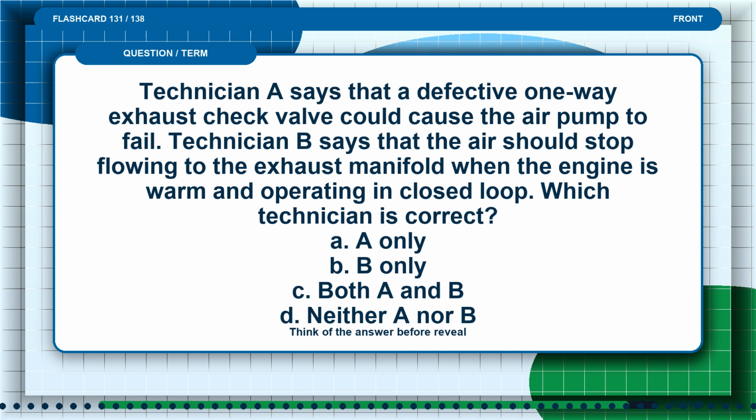Flashcard 131. Technician A says that a defective one-way exhaust check valve could cause the air pump to fail. Technician B says that the air should stop flowing to the exhaust manifold when the engine is warm and operating in closed loop. Which technician is correct? A. Only A. B. B only. C. Both A and B. D. Neither A nor B. Pause and think of the answer before the reveal.